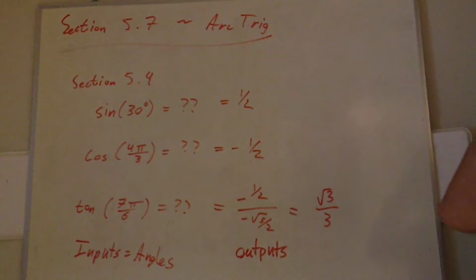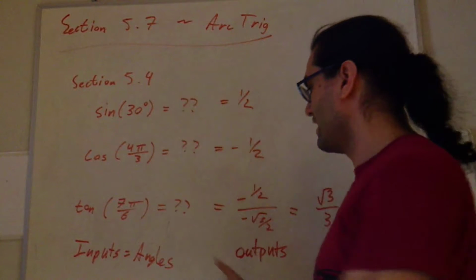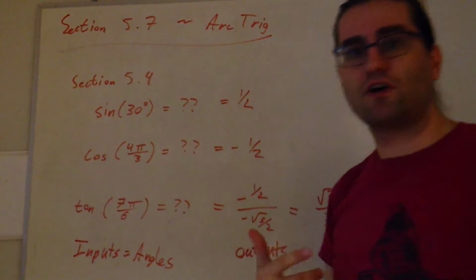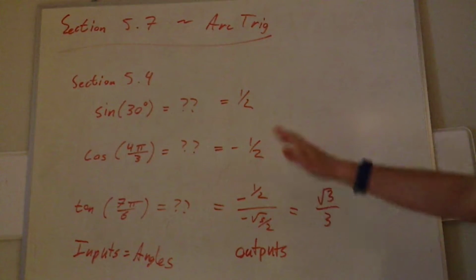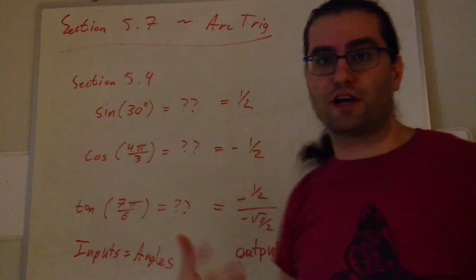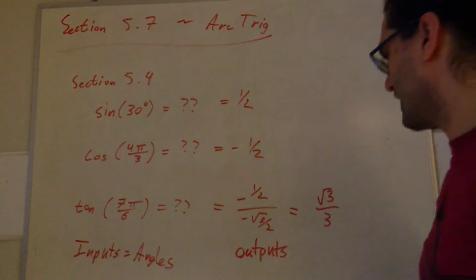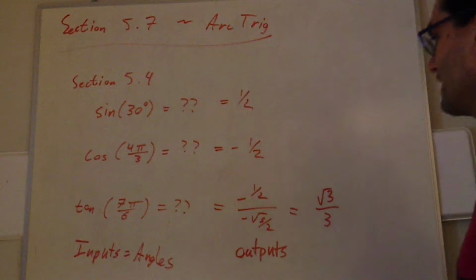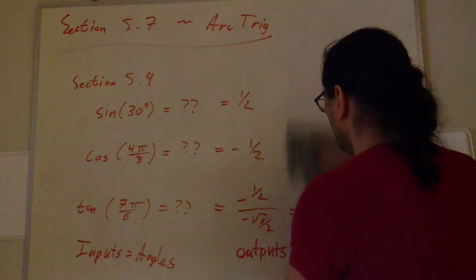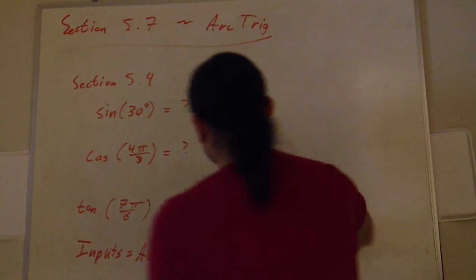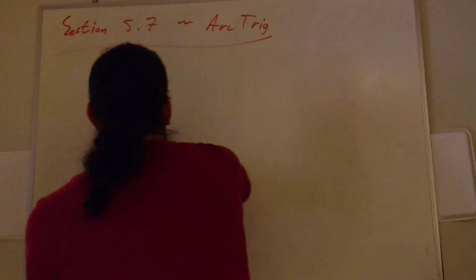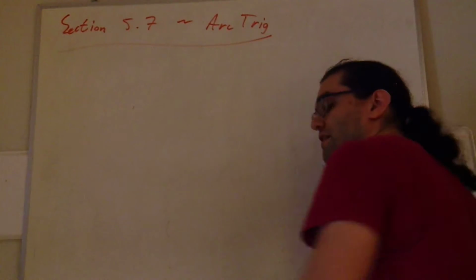So, section 5.7 is about flipping this. We're going to look at something called the arcsine, and eventually the arccosine and the arctangent, but we're going to start with arcsine as sort of an understand what this means and how it behaves topic. And the arcsine, we will soon discover, is the function inverse of the sine.